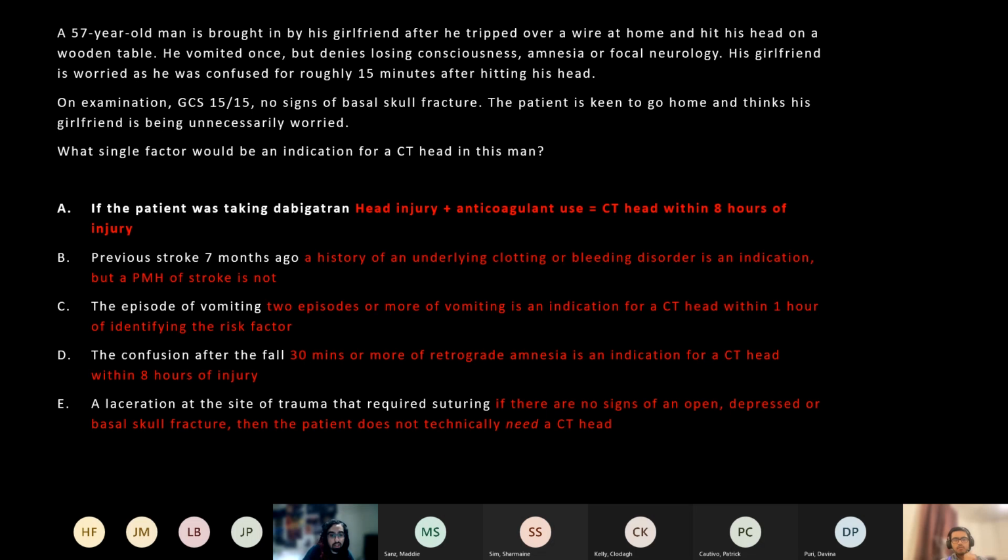And just because there was a cut doesn't necessarily mean that a CT is needed. So if there are no signs of a depressed skull fracture or an open skull fracture or an invasive skull fracture, let's say you can't feel any bogginess underneath, then you don't technically need a CT. Quite a few practitioners probably would do a CT just to stay on the safe side, but you don't necessarily need it.